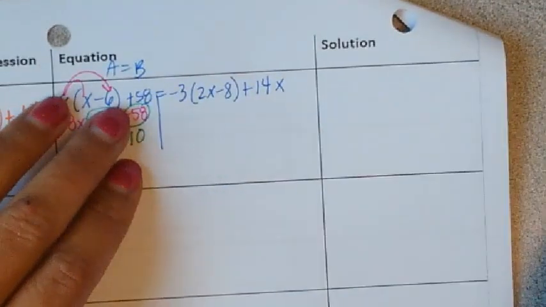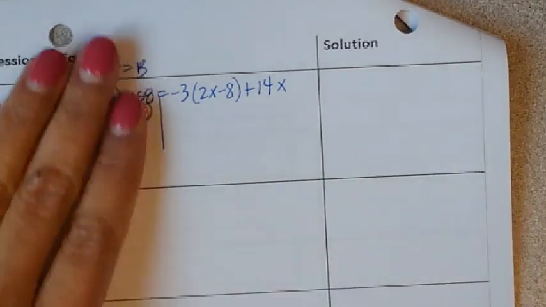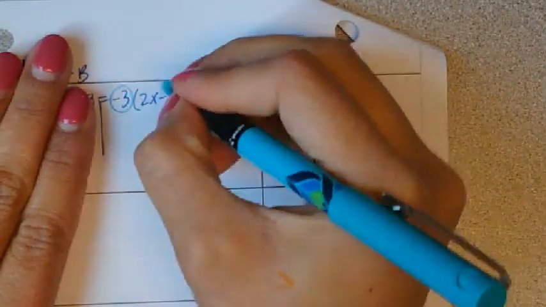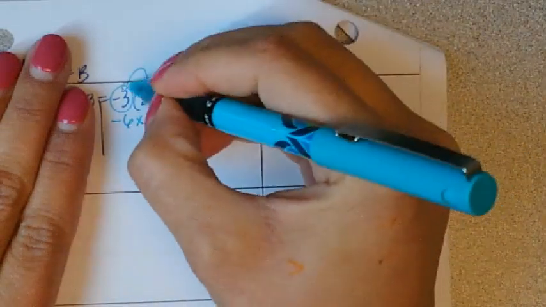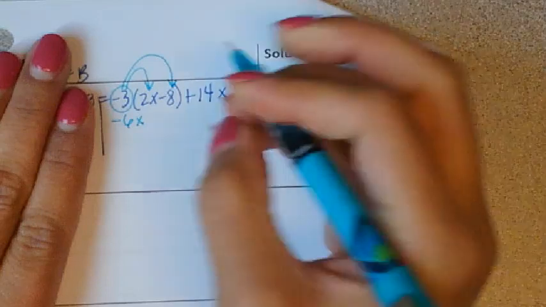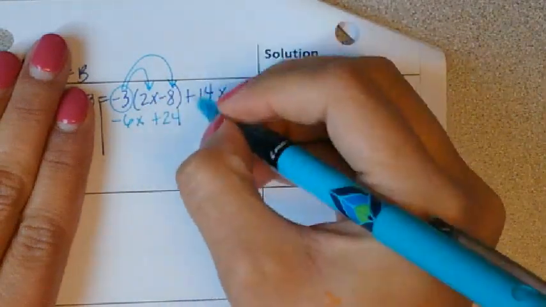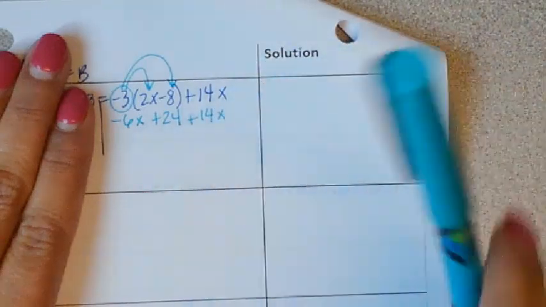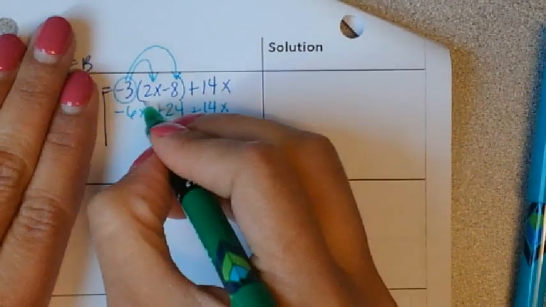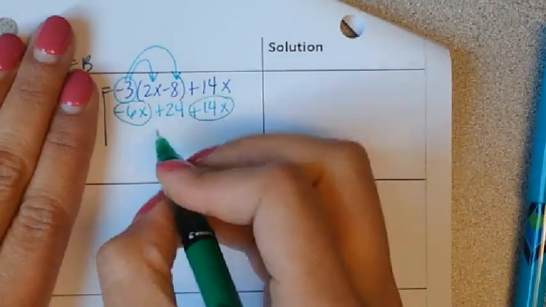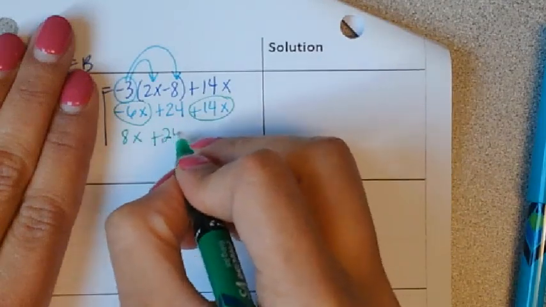Now I'm going to jump to this side over here. Okay, and I also have some distributing to do on this side. So negative 3 times 2x would be negative 6x. Negative 3 times negative 8 would be positive 24. The 14x is not part of the parentheses, so I'll just bring it down. Over here, I notice I also have more simplifying. I see these two are like terms. Okay, so that would be positive x plus 24.